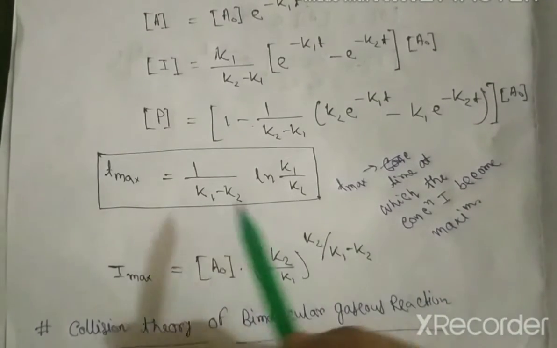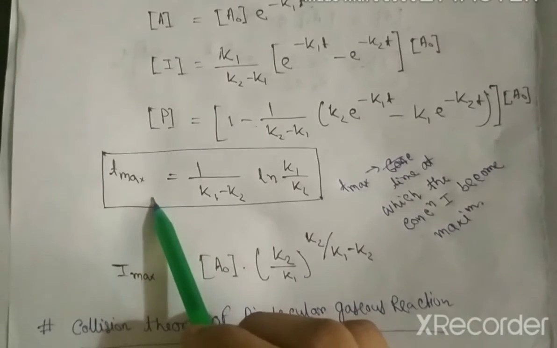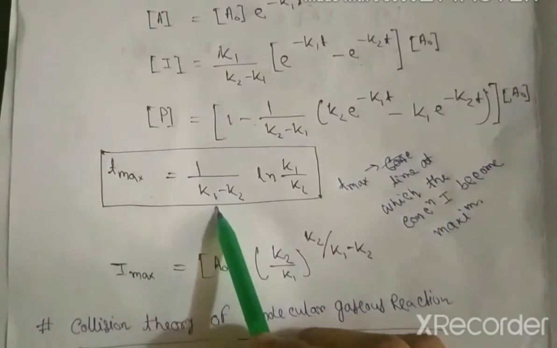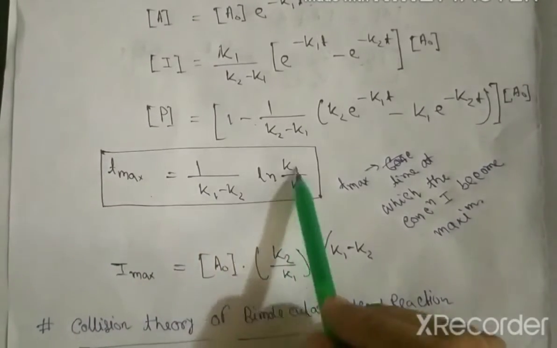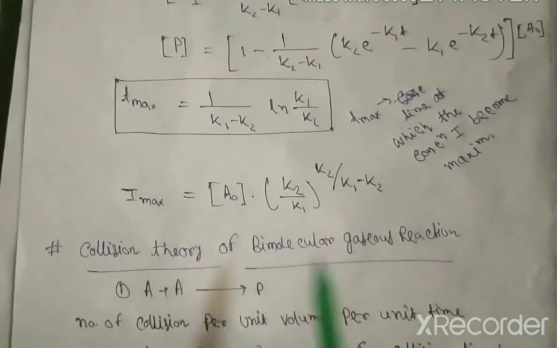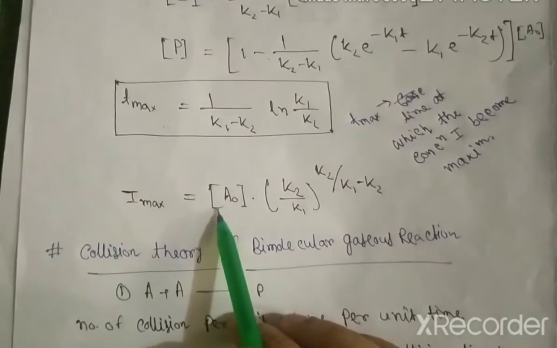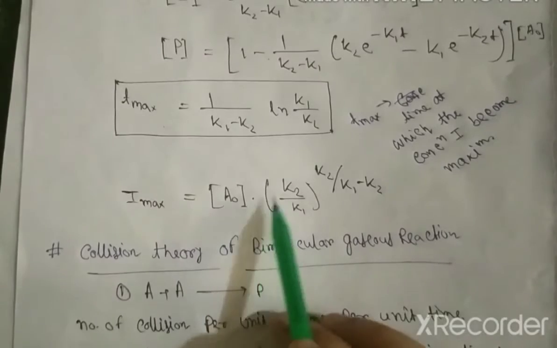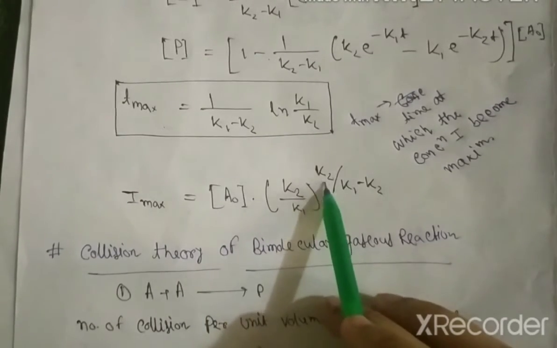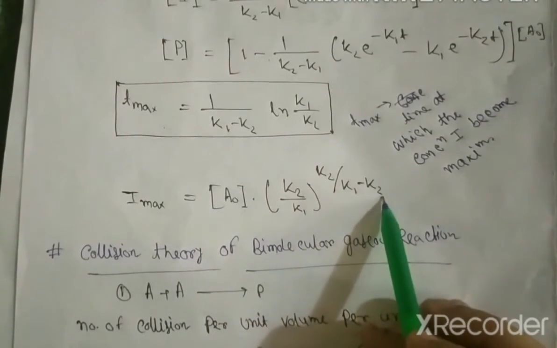And what is the equation for t max? t max is equal to 1 by (K1 minus K2) ln K1 by K2. And I max is equal to concentration of A naught into (K2 by K1) to the power of K2 by (K1 minus K2).